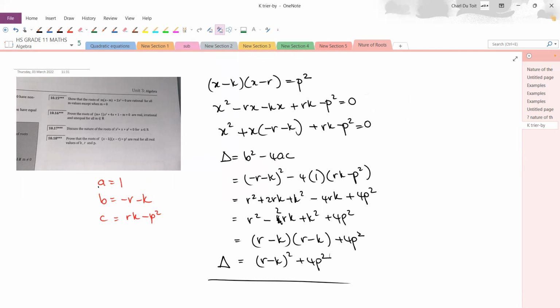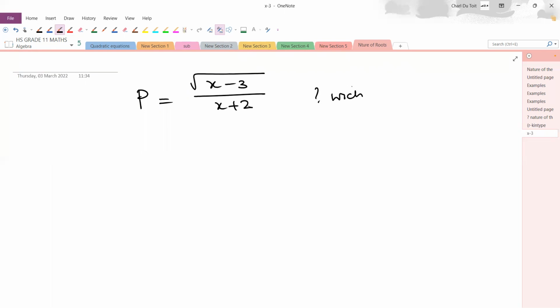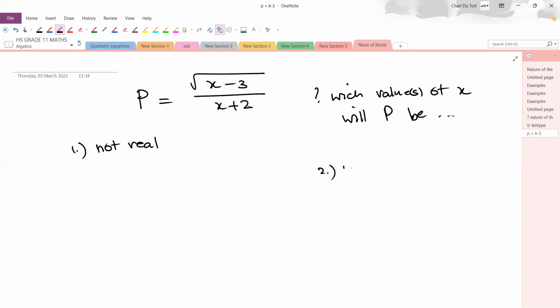Okay, I want to show you one more thing, and then we're going to stop the recording and just run through some of the syllabus stuff. They can also do this. This is kind of popular these days. They should give you that and say, okay, for what value or values of x will p be, let's say, not real, 1, and 2, undefined.